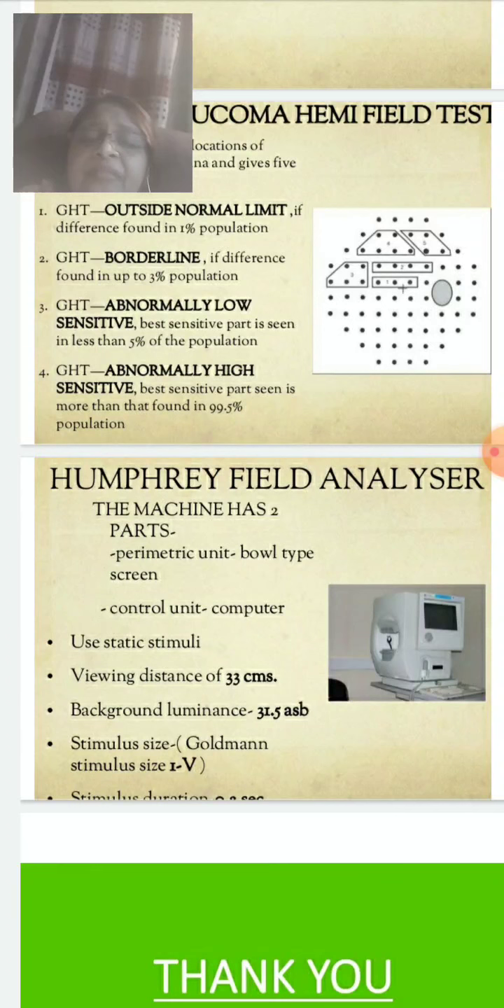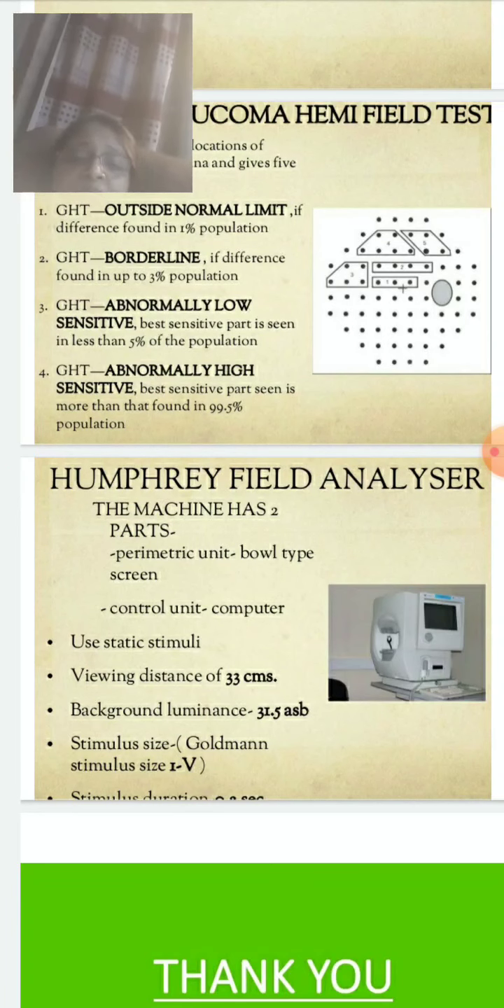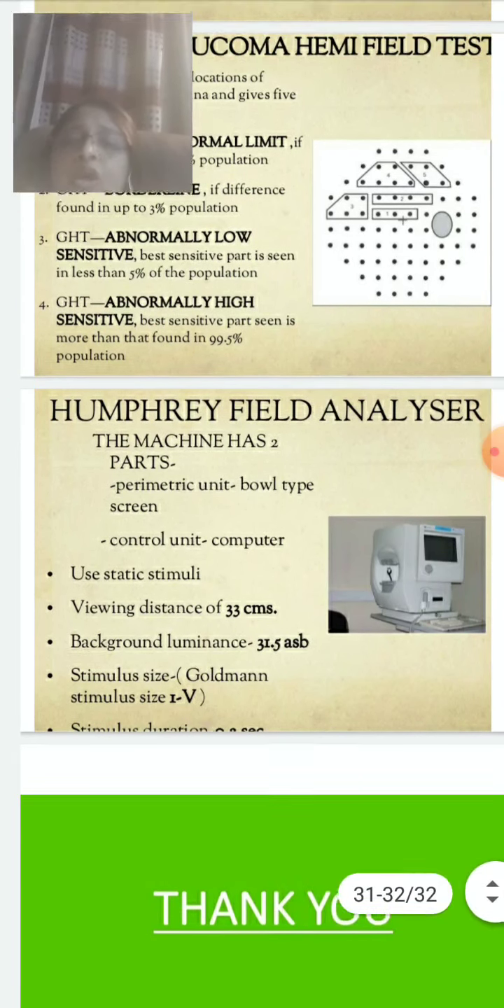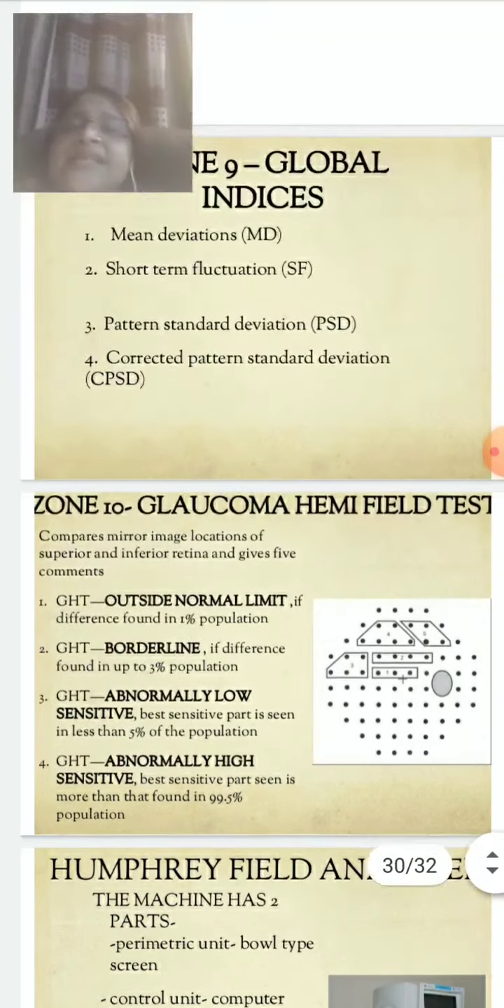Now, this is the Humphrey field analyzer. You can see it has a perimetric bowl. The distance is 33 centimeters. Illumination is 31.5 apostilbs. The stimulus size normally used is Goldmann size 3 in case of 30-2. But in the macular program, we can use size 5. So, this is in short perimetry.